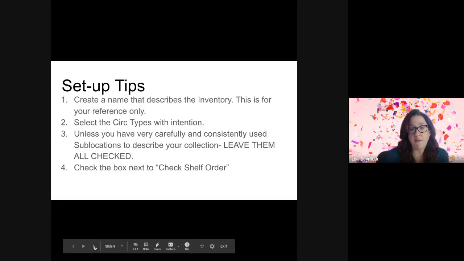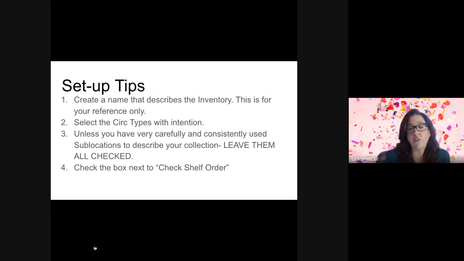Some setup tips. You're going to create a name that describes the inventory. This is for your reference only, but if you just do inventory FY21 and you're only inventorying the easy book section, that's not going to tell you anything, right? So I would say something like FY21 easy book inventory. I would not do a full library inventory at once. That's a little bit unmanageable.